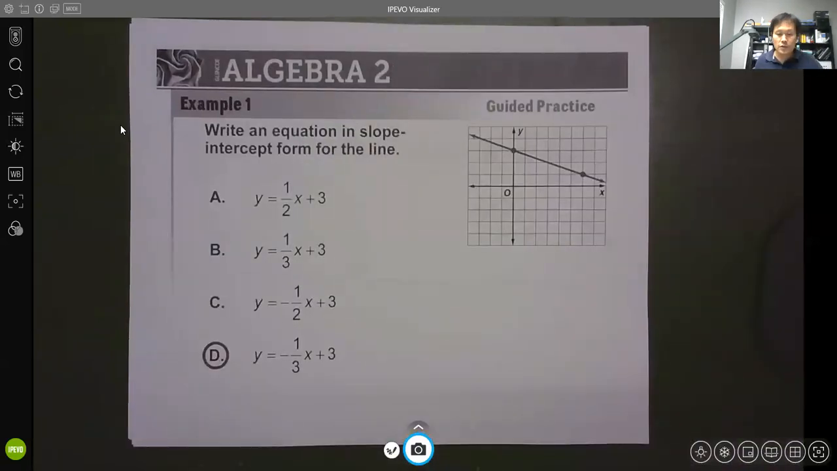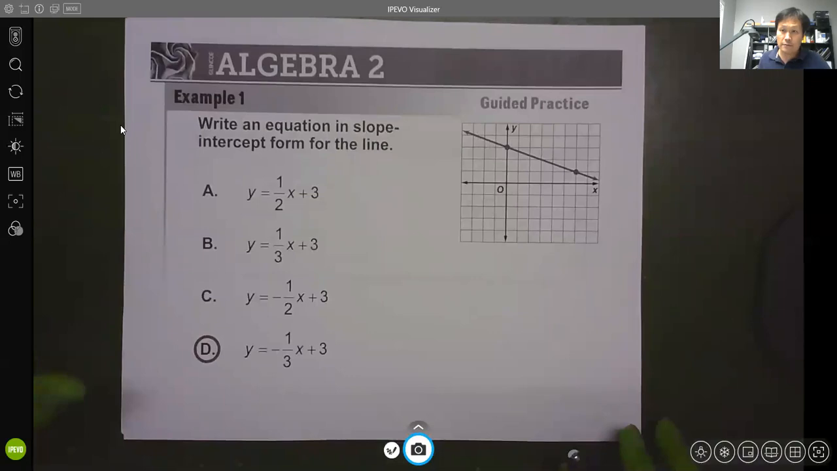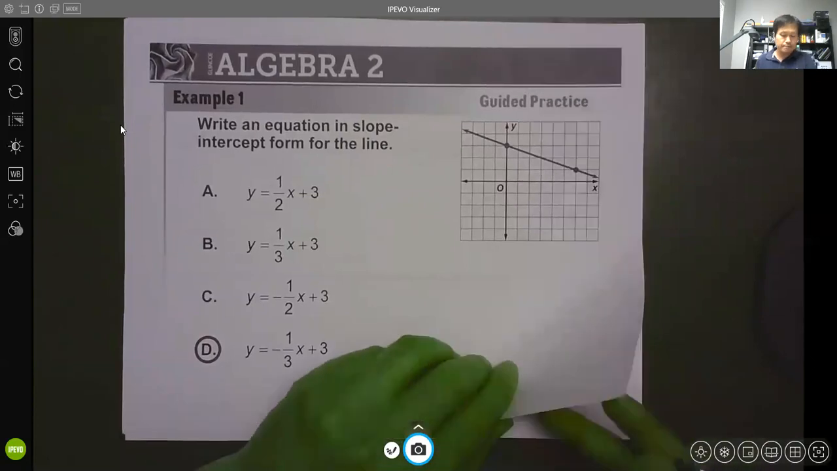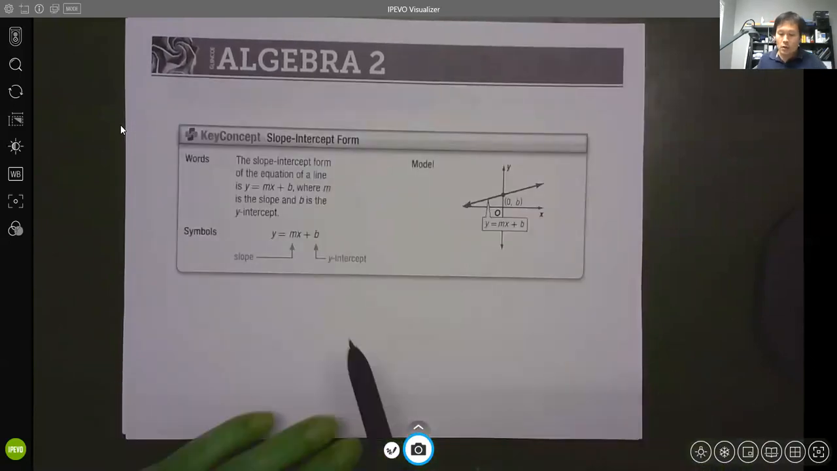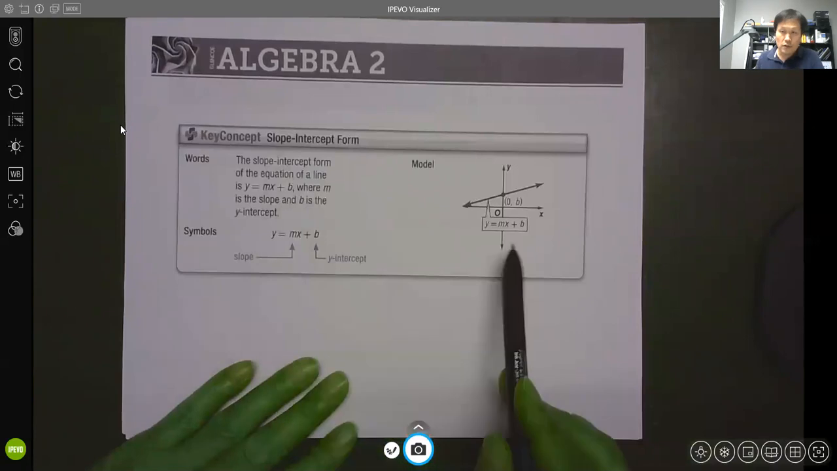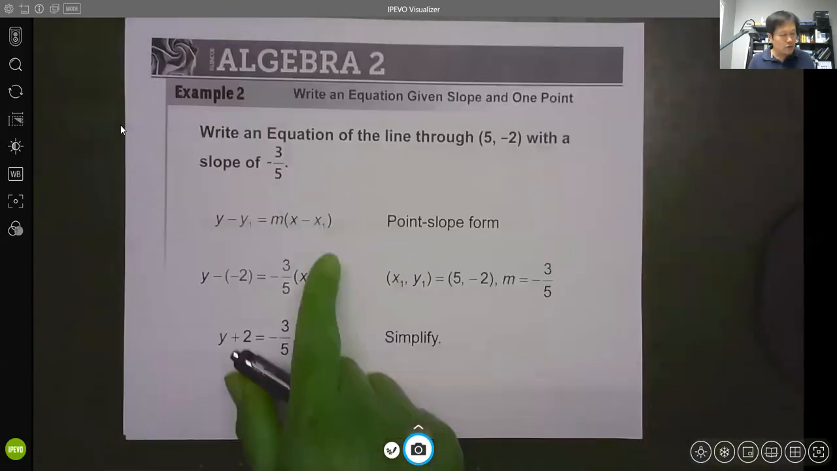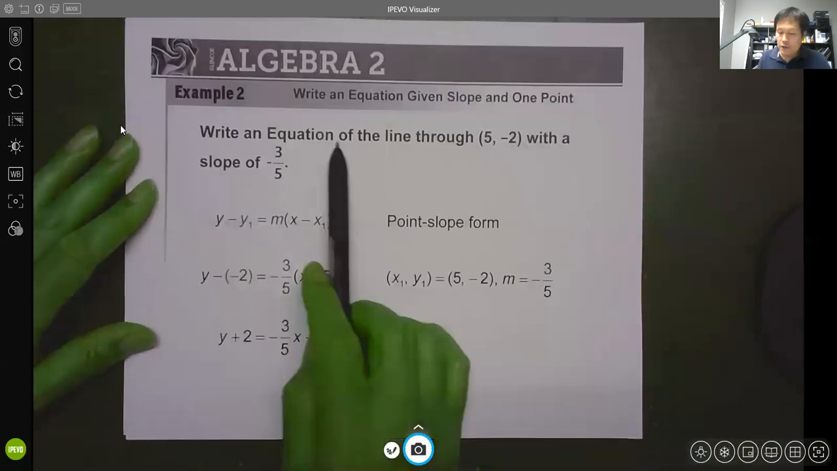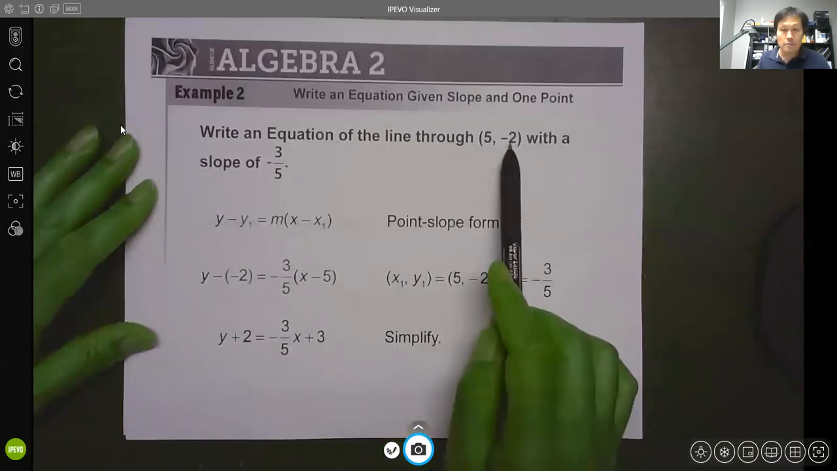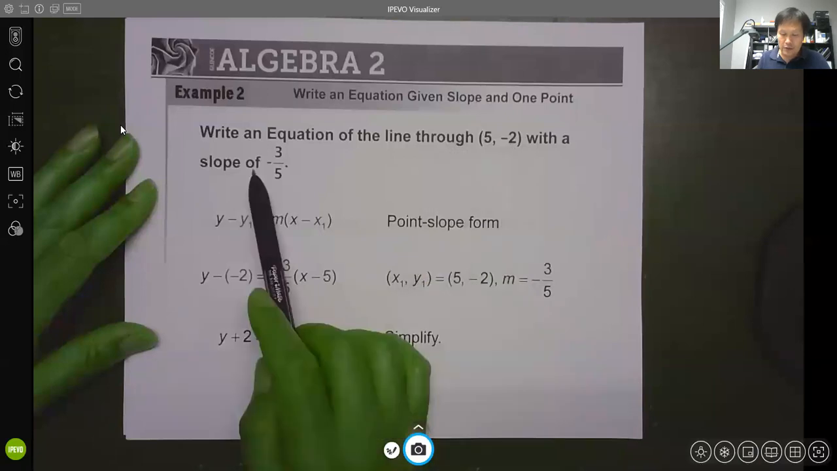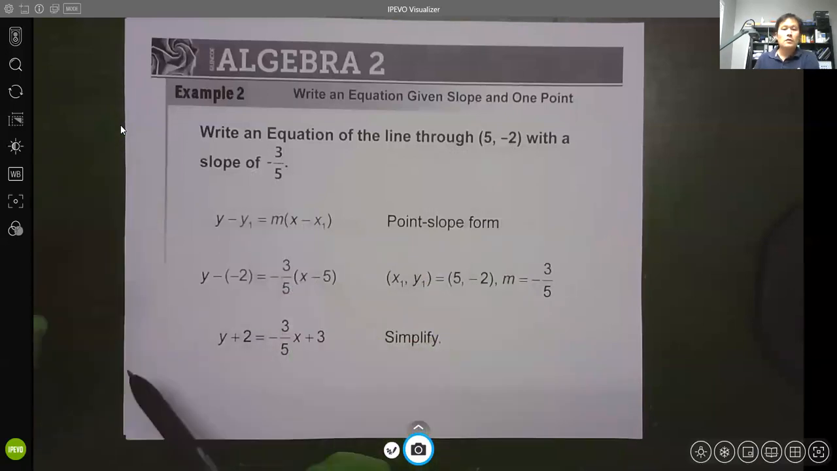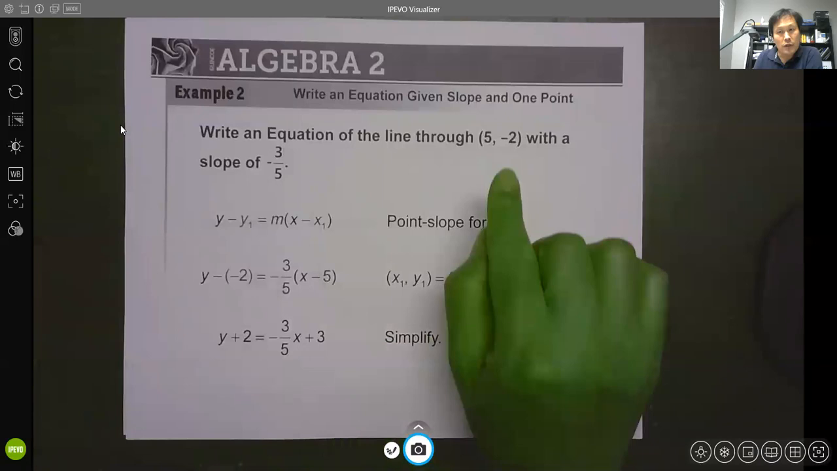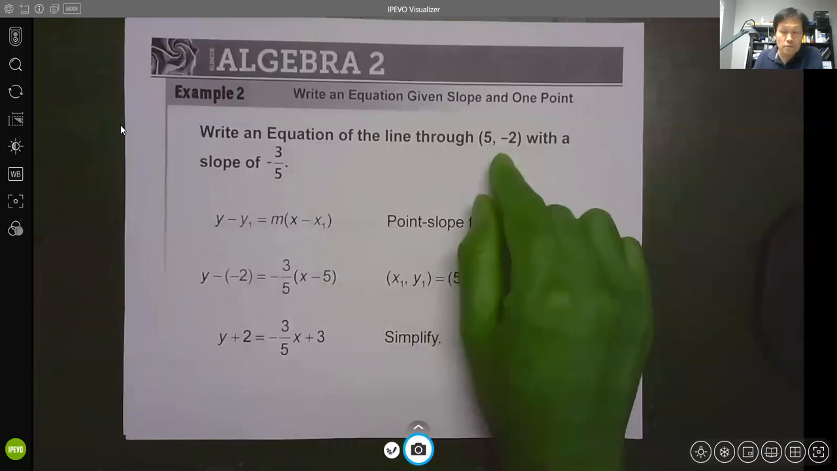Okay, you should pause the video, then try it. Please. You got this? You're in very good shape. Slope-intercept form, we talked about it, and they are showing you that method I just shared with you. Write an equation of the line through 5, minus 2 with a slope of minus 3/5. Okay, so they gave you a point and the slope.